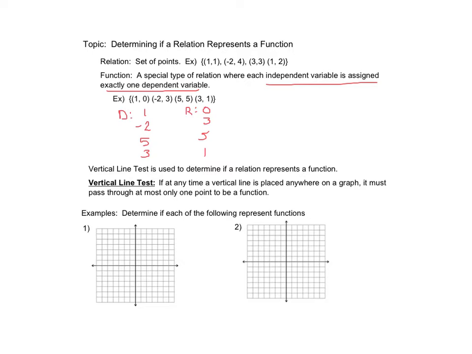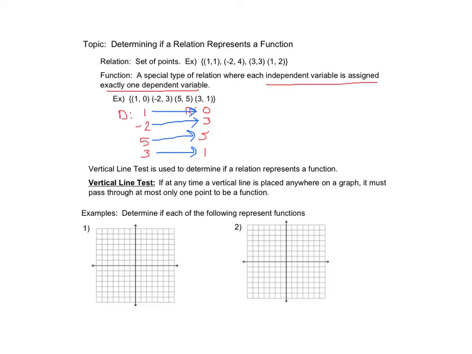So I notice that 1 matches up with 0. I notice that -2 matches up with 3. That 5 matches up with 5. And that 3 matches up with 1. So this is an example of a function.